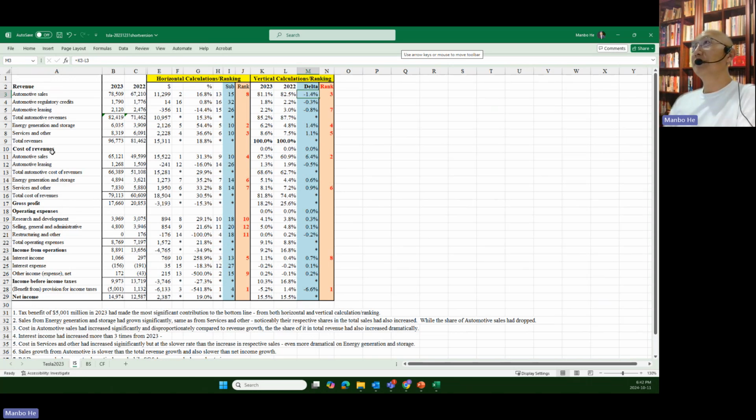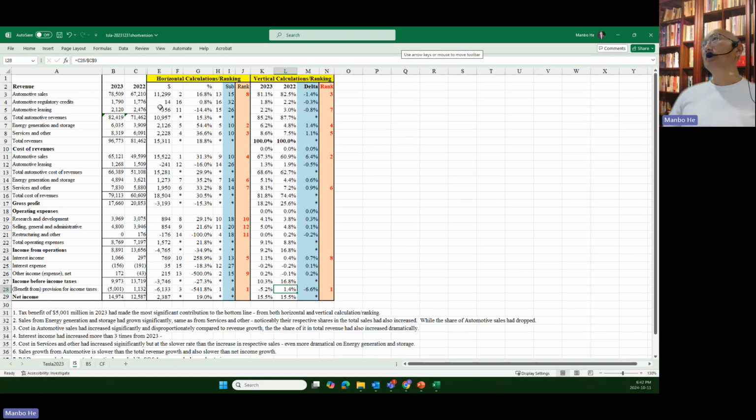For instance, for automotive sales, it was 82.5% in 2022 and reduced to 81.1%. So a reduction of 1.4% is recorded, right? So we have the difference, then we rank them. The number that changes the biggest is the number one item we should pay attention to. And coincidentally, for vertical analysis, it's the same thing. It is the provision for income tax which has changed most significantly.